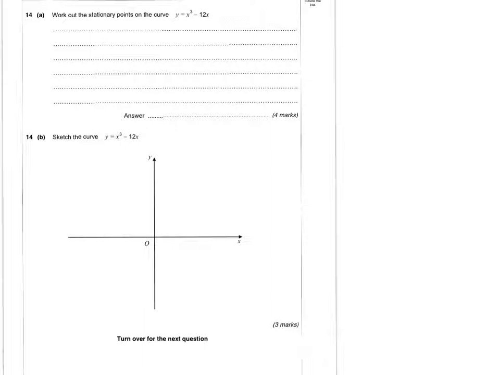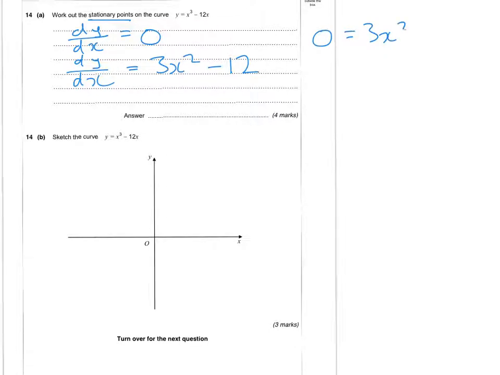Question 14. So stationary points, they are the turning points, so we want dy by dx equal to 0. So dy by dx equals 3x squared minus 12. 0 equals 3x squared minus 12. 12 equals 3x squared. 4 equals x squared. x equals plus or minus 2.